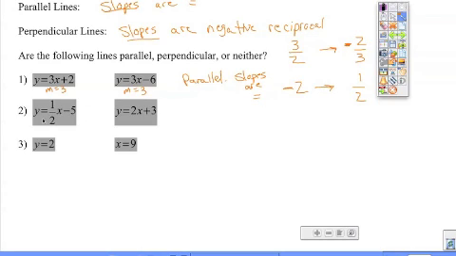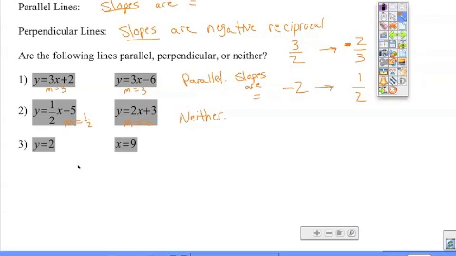Number two, again, we're in slope-intercept form. This has a slope of 1/2, y equals mx plus b. This has a slope of 2. Well, those are reciprocals, but perpendicular lines have slopes that are negative reciprocals. So in number two, these are neither parallel nor perpendicular because my slopes aren't equal and they're not negative reciprocals.